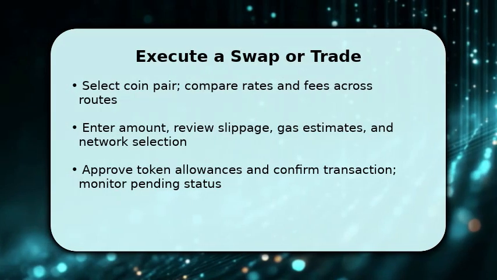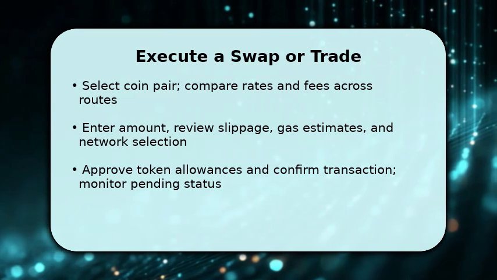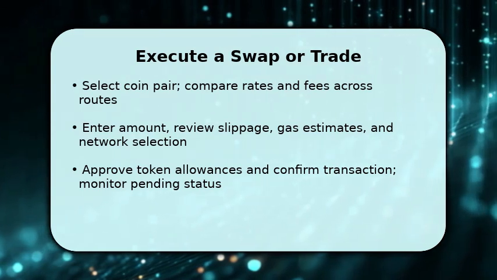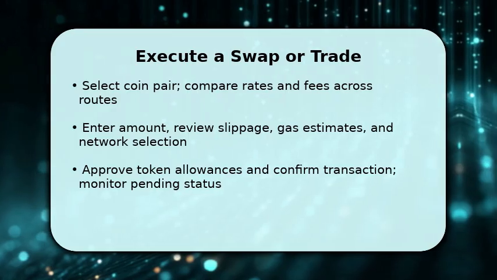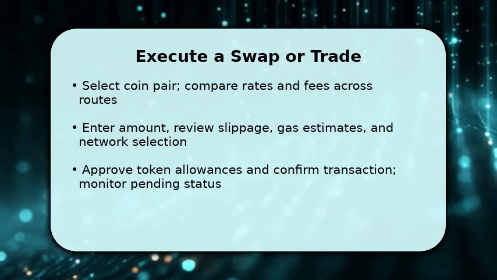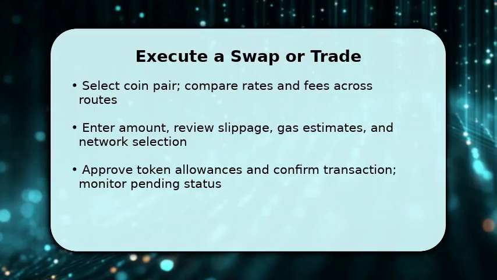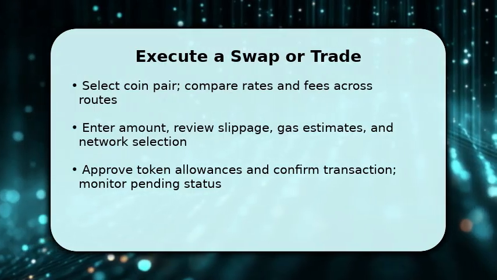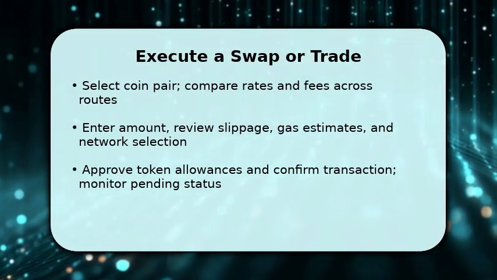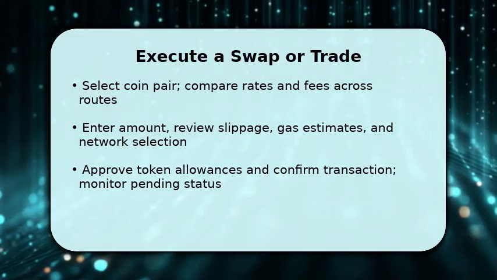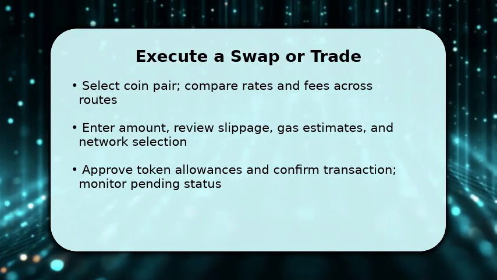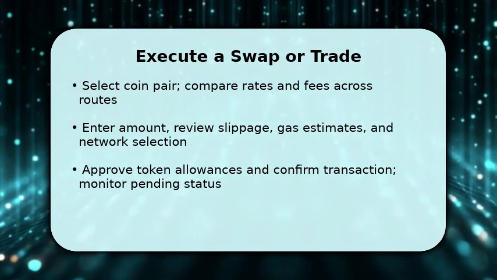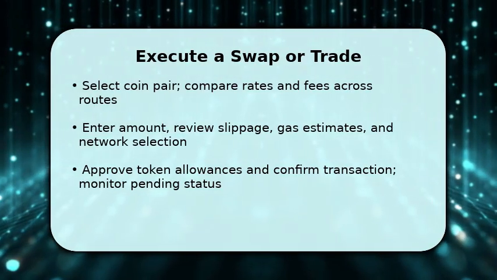You now pick the coin pair to swap, scanning available routes to choose the best rate and fee combination. Once chosen, enter the exact amount and check slippage tolerance and gas estimates. This prevents failed or expensive trades. Make sure the correct network is selected for both tokens. After that, approve any token allowances in your wallet and confirm the transaction. If a route shows slow execution, you can increase gas slightly to prioritize it.